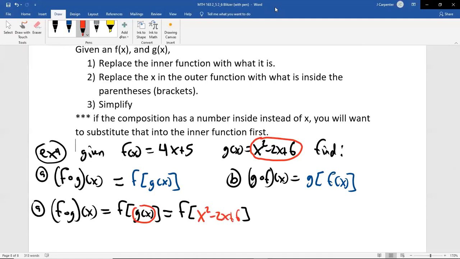Now, what we're going to do is, we go to the f function. This says, where do I plug it in? This tells me where to plug it into. If I just saw f of 6, if this is all I saw, you would turn this x into a 6. That's all you do.